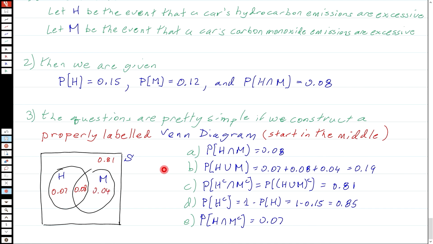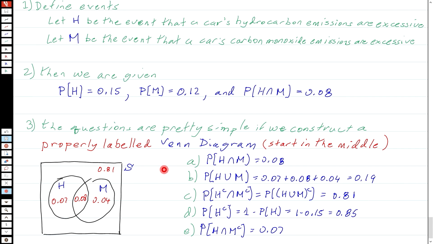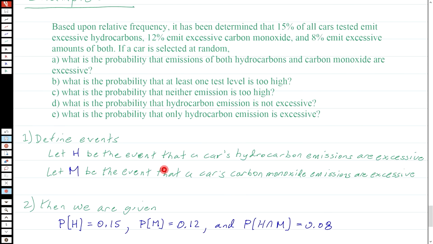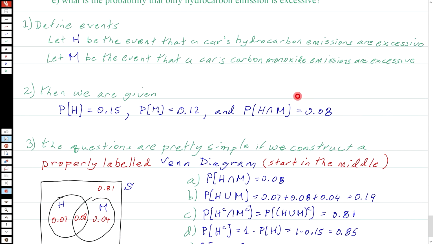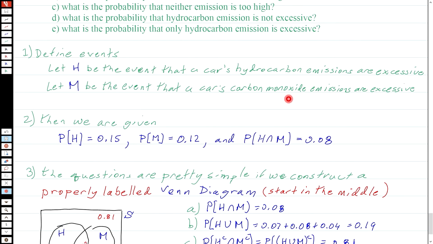And now from this Venn diagram, we could quickly answer the various questions. So the first question is, what is the probability that emissions of both hydrocarbon and carbon monoxide are excessive? So this is probability of H intersection M. We already know that. That's part of the given information, 0.08.